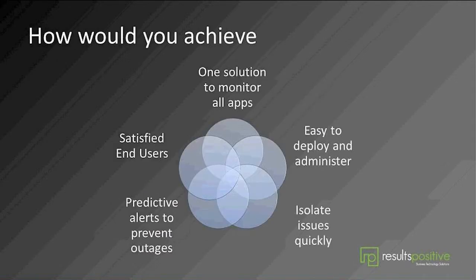Now, how can you achieve it? The ideal situation is you would be looking for a solution which can monitor all your applications, whether they are deployed in your internal data center or on cloud, or whichever kind of application it is. The application performance management solution should be easy to deploy and administer. It should be able to isolate issues quickly within a couple of clicks. It should have predictive analytic capabilities, which can inform you about any potential outages before they occur. And in the end, you should have satisfied end users.